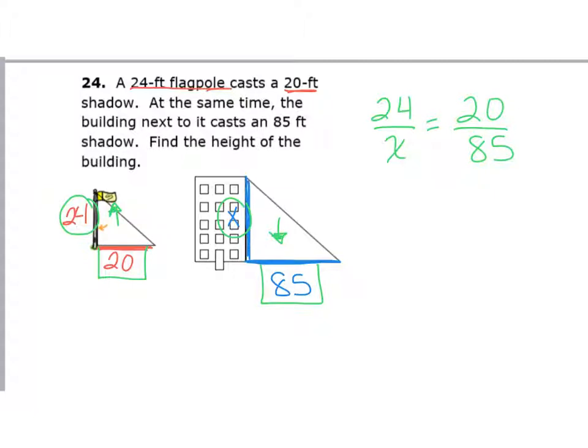And again, you might have started differently. You might have started with your x on top. You could have started with your shadows first. So as long as when you cross multiply, you're across from the same things. x should be across from 20 and 24 should be across from 85. So when I cross multiply, I get 20x equals 24 times 85, which is 2040. Okay, and then I divide both sides by 20.